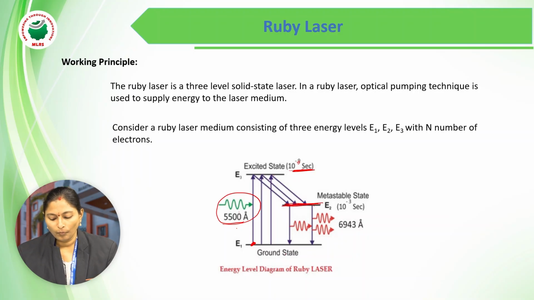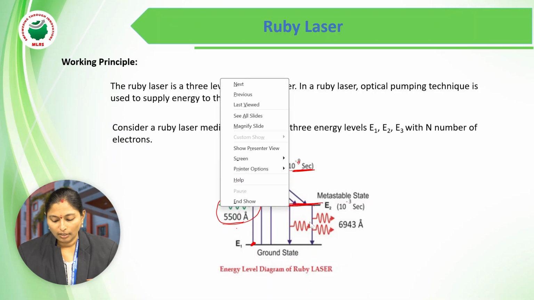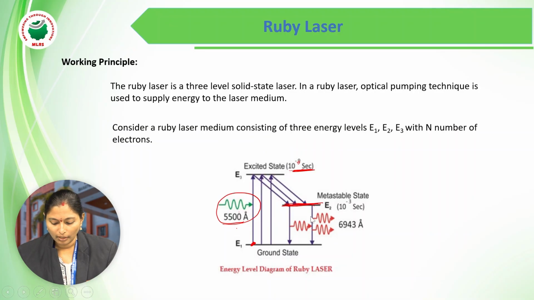After that, the atom goes to the ground state by emitting a photon. This photon emission we are going to call a spontaneously emitted photon. But we need stimulated emission, not spontaneous emission. This spontaneously emitted photon can be used as energy for the atoms in the metastable state.